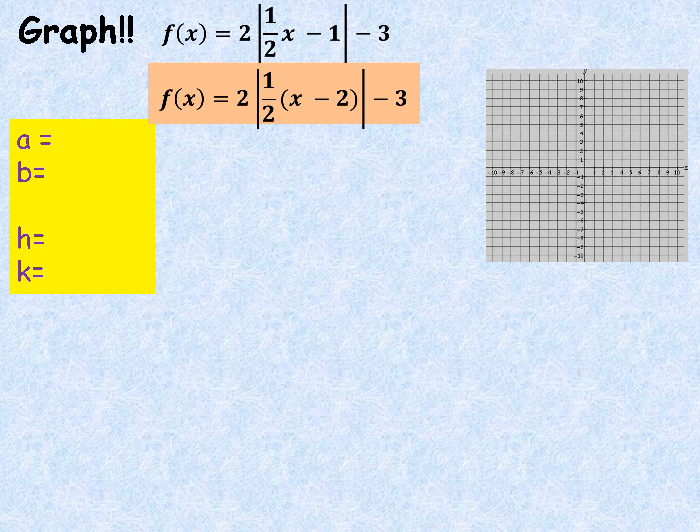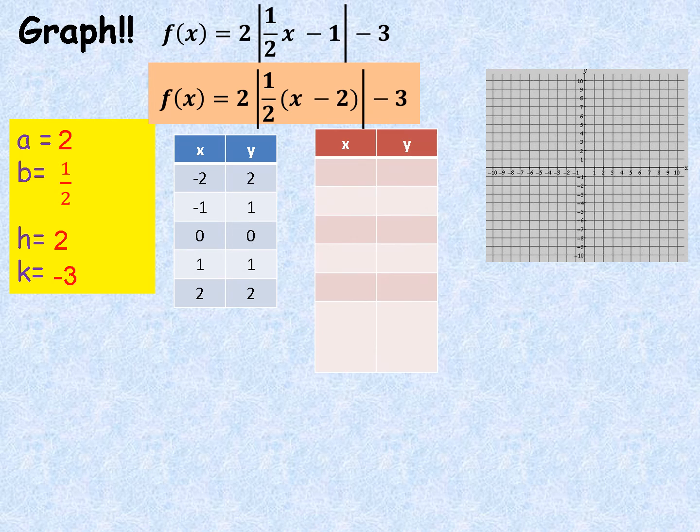Now let's focus on our a, b, h, and k. So a is 2, b is 1/2, h is 2, k is -3. So how do we go from the old x's to the new x's? Well, that concerns b and h. But remember, b and h are opposite. So instead of multiplying by 1/2, I'm really going to divide by 1/2, which is really multiplication by 2. And then instead of subtracting 2, I'm going to add 2.